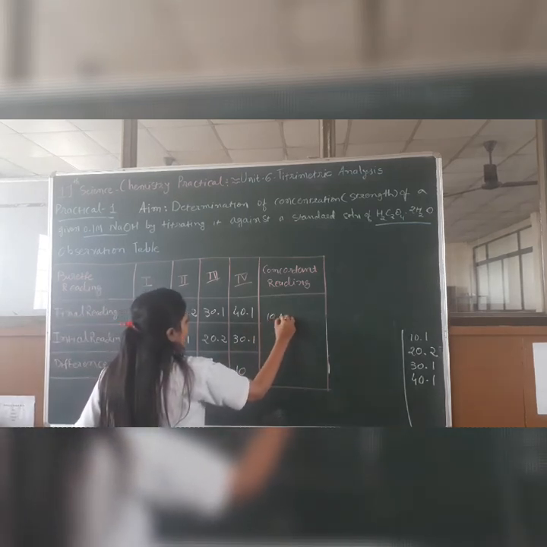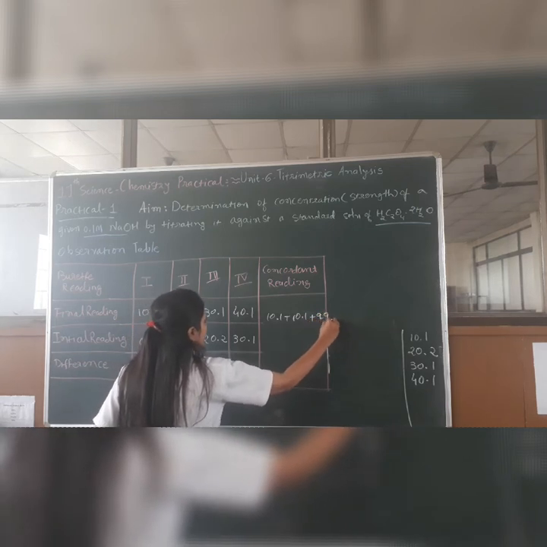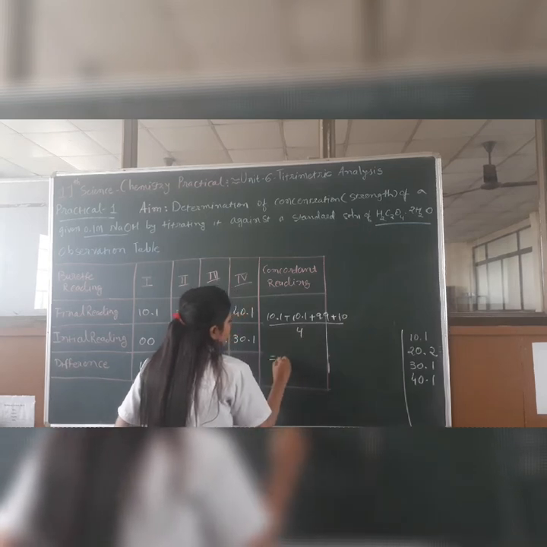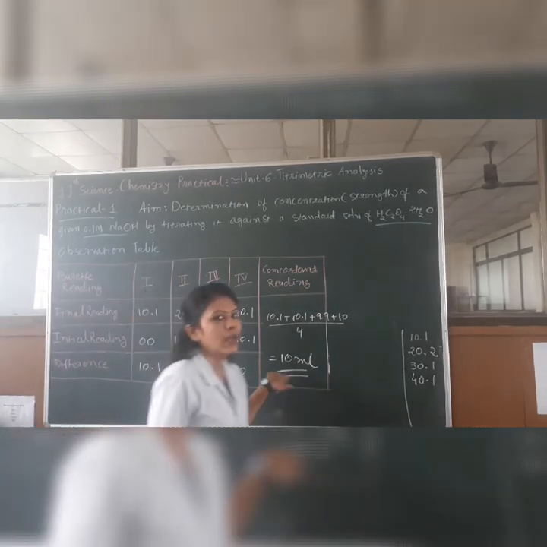That is 10.1 plus 10.1 plus 9.9 plus 10, divided by 4, is equal to 10. So our average reading is 10. Let's move.